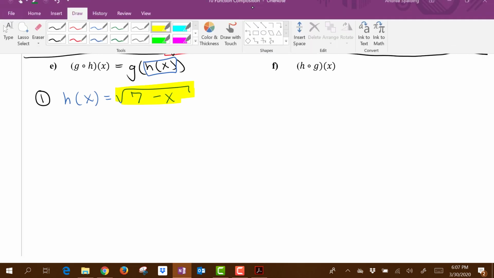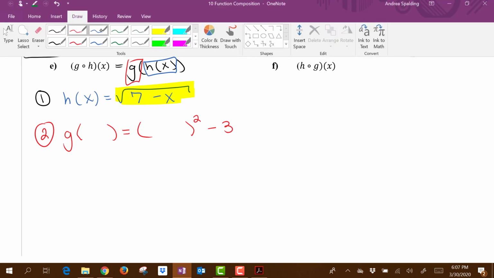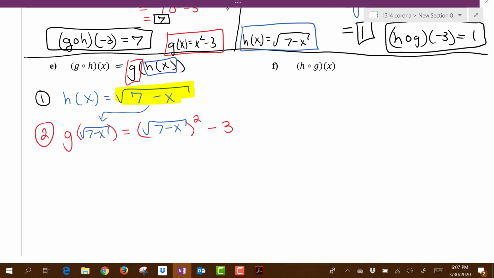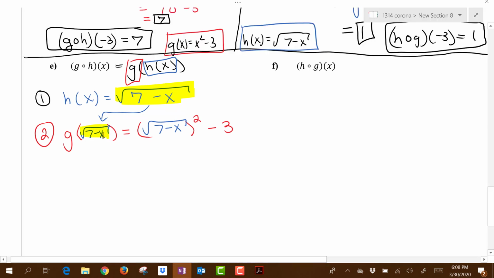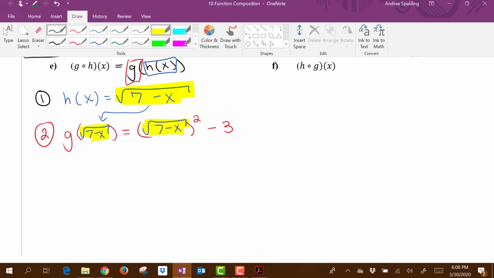Step 2 says to take the outside function g and we're going to write that out without the x, and in place of x we're going to put a parentheses. Now we're supposed to take the previous results and drop that into the parentheses. So square root of 7 minus x, square root of 7 minus x. So the old result is getting put into the outside function in place of the parentheses. Alright, there's the college algebra part.